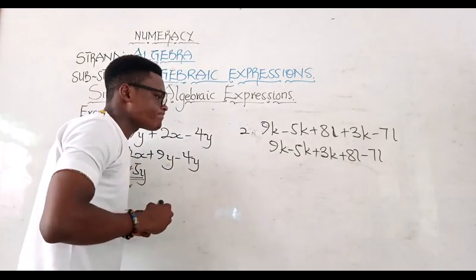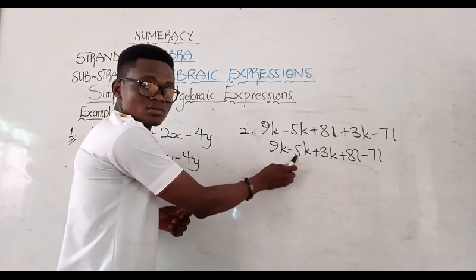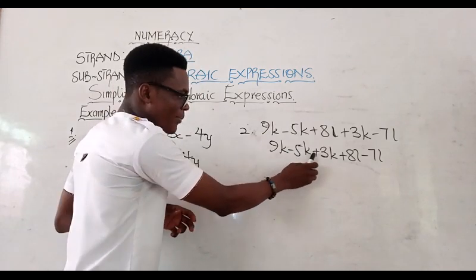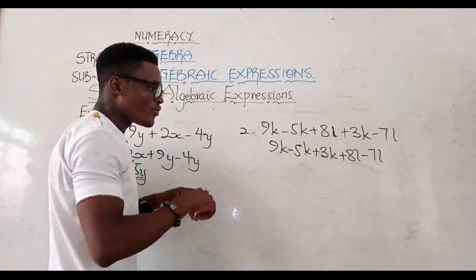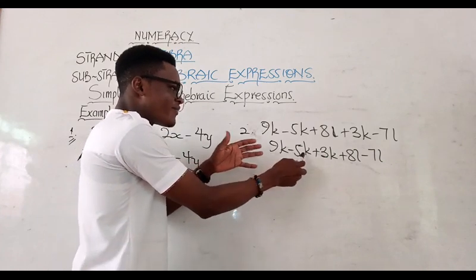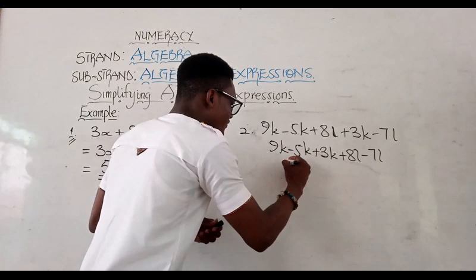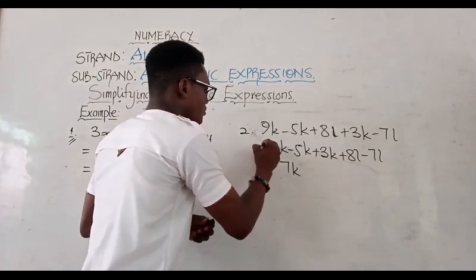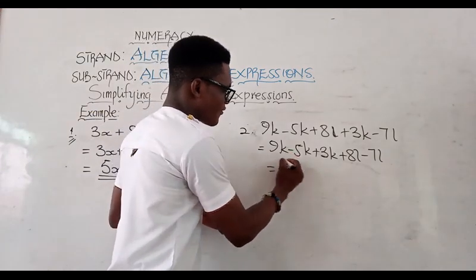So let's move on. So we can add. 9 minus 5 gives us what? 4. Thank you. So 4 plus 3 is what? 7. Correct. So therefore 9k minus 5k will give us 4k. So 4k plus 3k is what? 7k. Okay, so the whole of this is 7k.